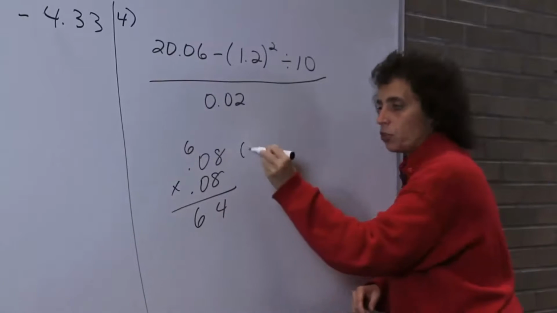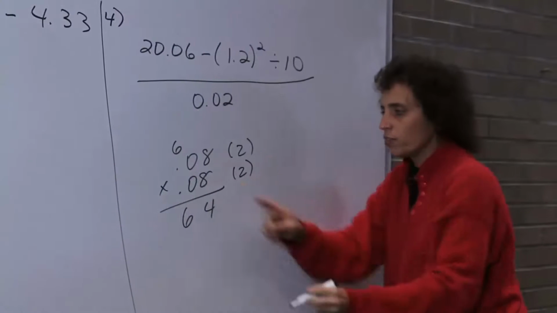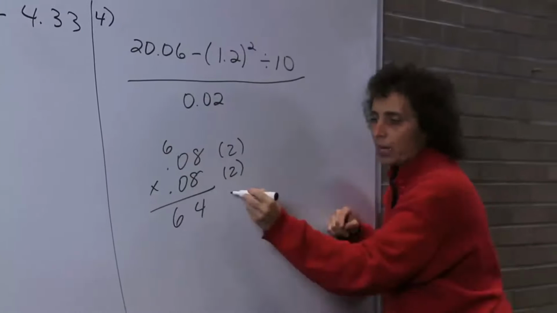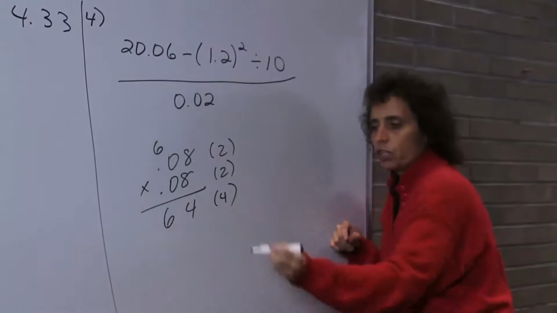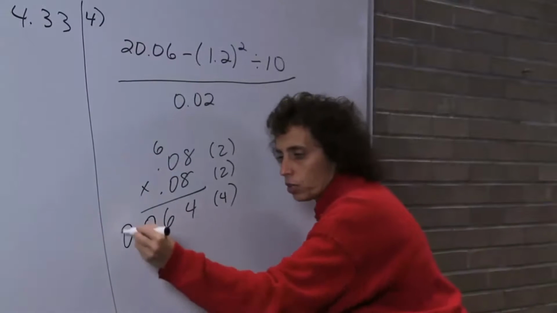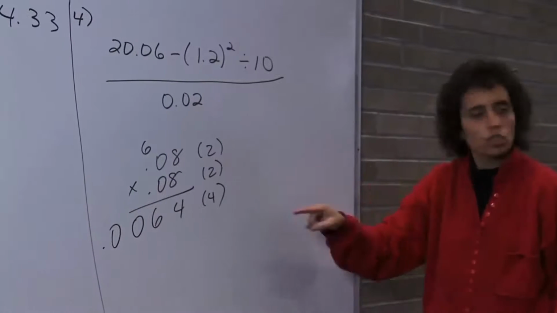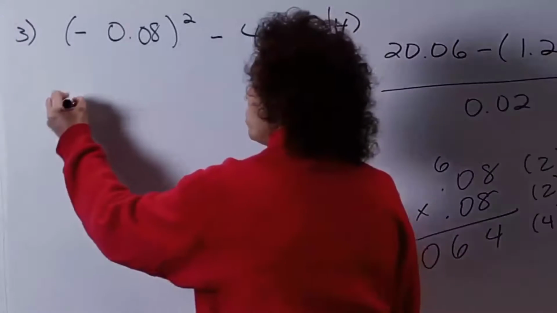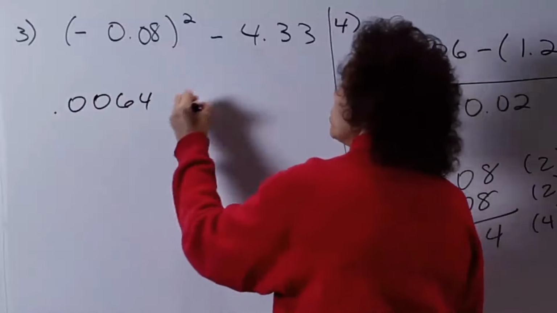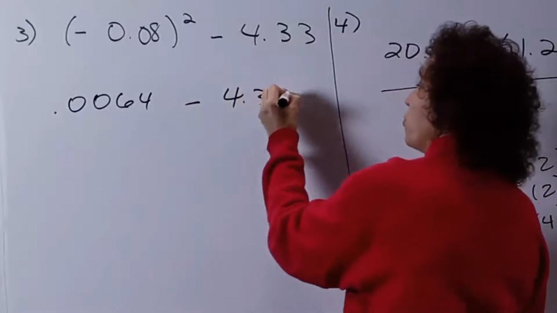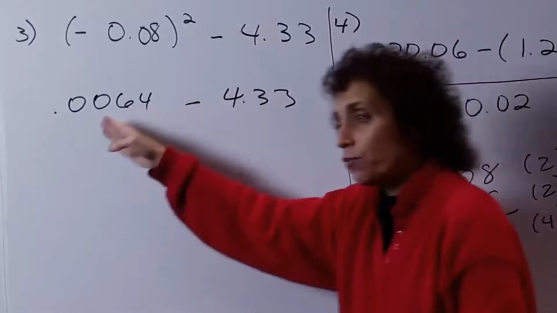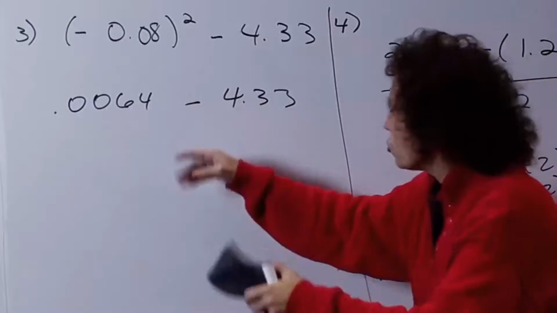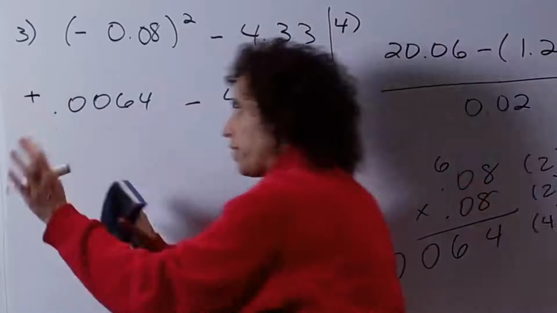But remember, there's 2 places here, 2 places here. I don't have to worry about all this 0 stuff going on. I just know I need 4 places. So I have to add 2 zeros. So it's 0.0064 or 64 10,000ths. So I know this is 0.0064 minus 4.33. So I owe you 64 10,000ths, and I have 64 10,000ths, fine.